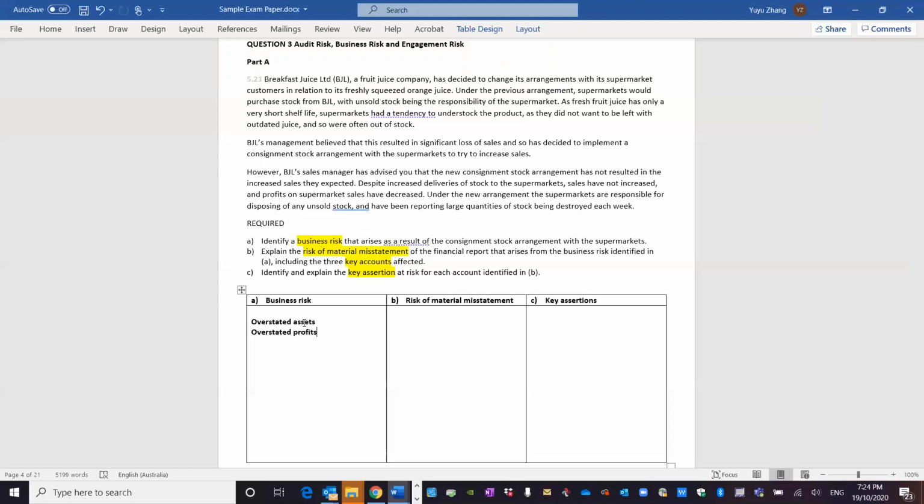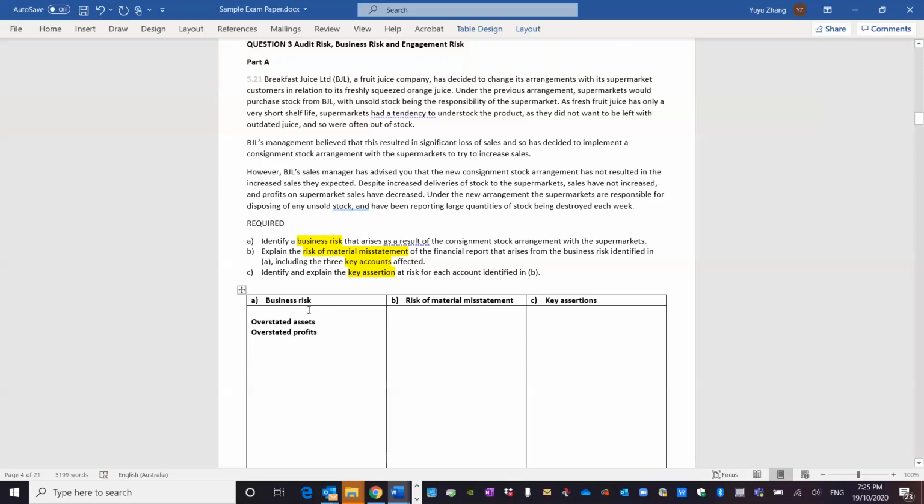Well, ownership of the consignment means you own the produce on the shelf at the supermarket, and because it has a short life, it's likely to be thrown out, which you wouldn't know about until probably down the track. So you could be overstating the inventory.